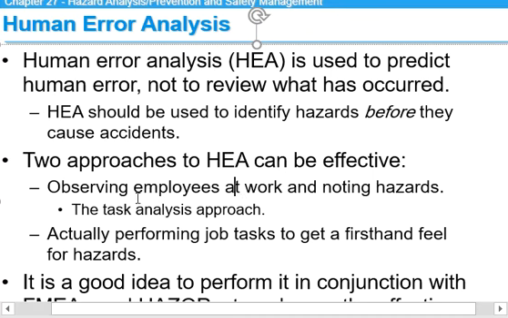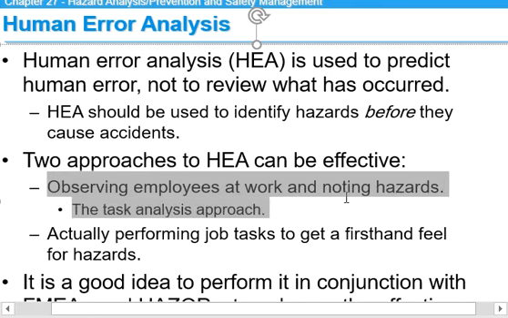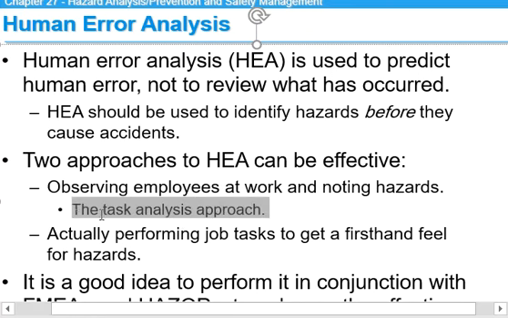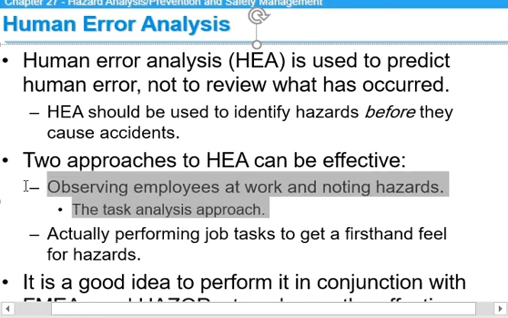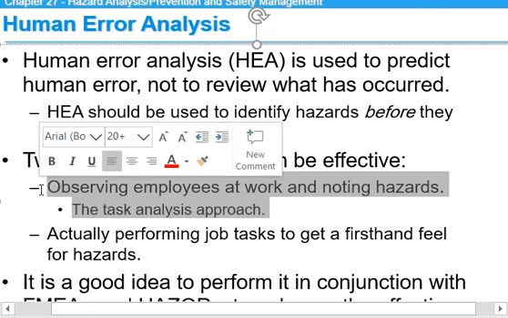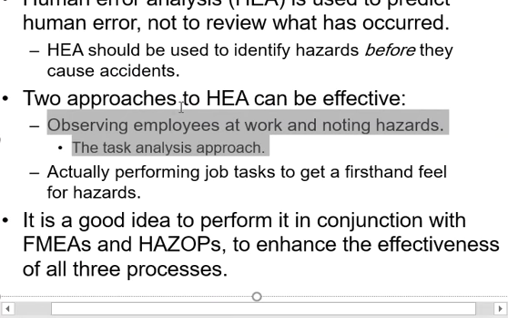So that's what they are saying: observing employees at work and noting hazards. The task analysis approach. So here I'm using one of those approaches. I'm monitoring the worker. I can even record the way he is dealing with my machine, the way he is implementing my process. While the hazard analysis, no, we do it before I implement the process, and I can predict potential hazards.